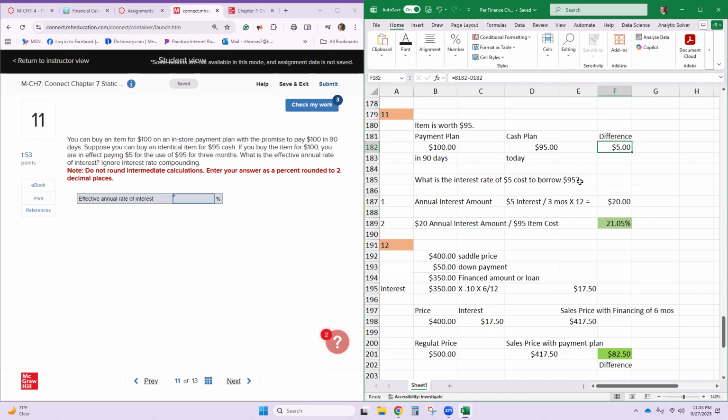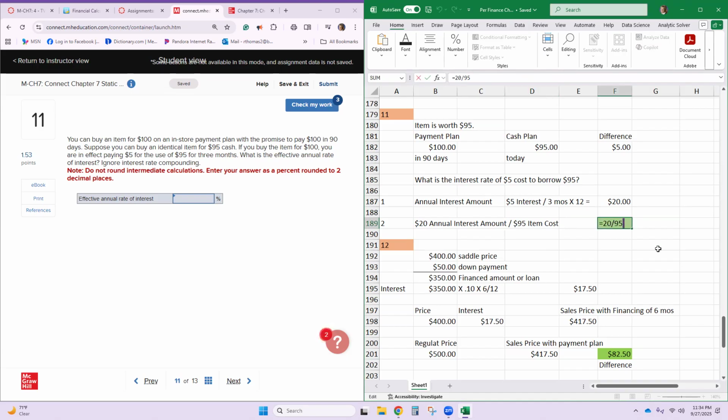Remember, interest is the cost of borrowing money. So we're looking at the annual interest amount. It's $5 divided by 3 months times 12. So it's a $20 annual interest amount, if that was extended out to an annual amount. So then we take the $20 annual interest amount and divide it by the $95 item cost.